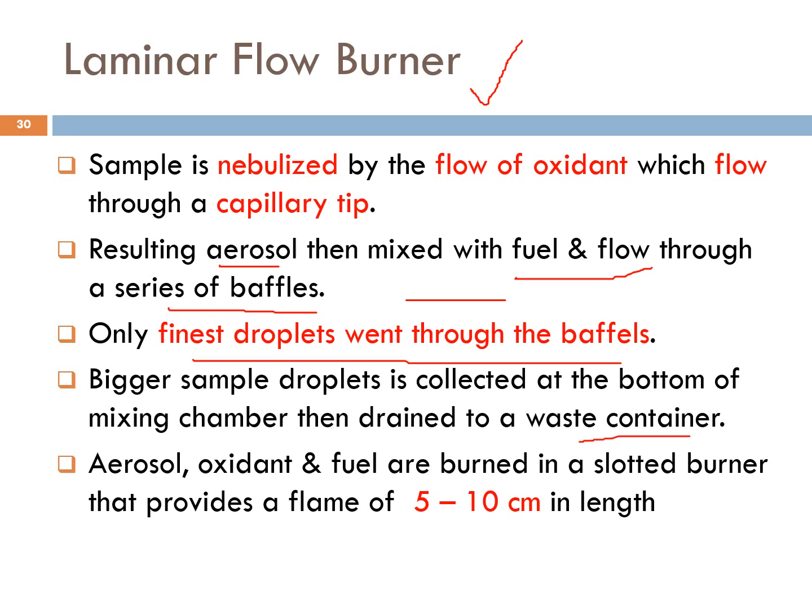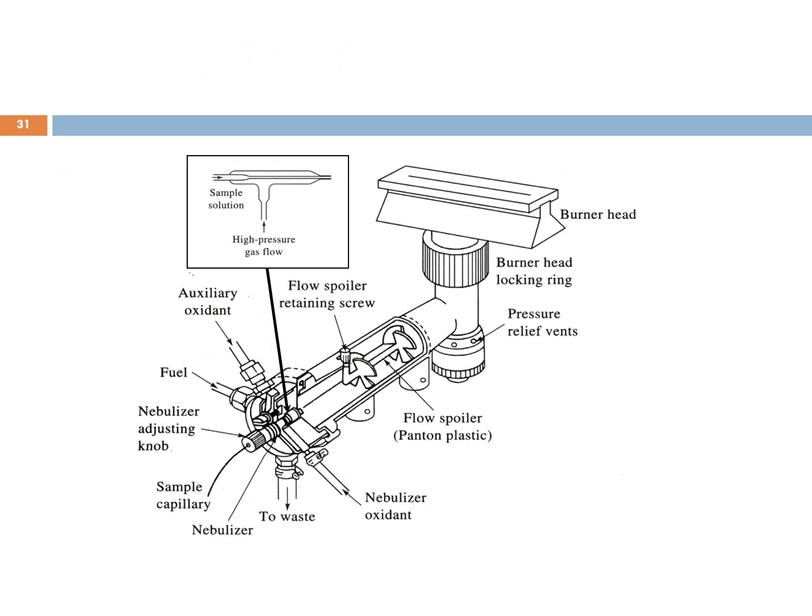So maksudnya yang akan pergi ke flame tu adalah yang betul-betul kecil, yang betul-betul fine lah. Okay, aerosol, oxidant and fuel are burned in a slotted burner that provides a flame of 5 to 10 cm in length. Okay, this is the diagram for laminar flow burner lah. Dalam laminar flow ni, the fuel, oxidant and sample all meet at the base of the flame and are pre-mixed prior to entering the flame. Dia orang akan dimixkan, pre-mix, sebab tu nama dia premix burner kan, sebab dia akan di pre-mix kat sini before going to the flame. So the flame yang akan dihasilkan adalah more homogeneous lah.